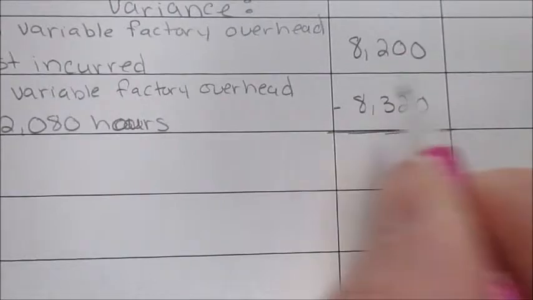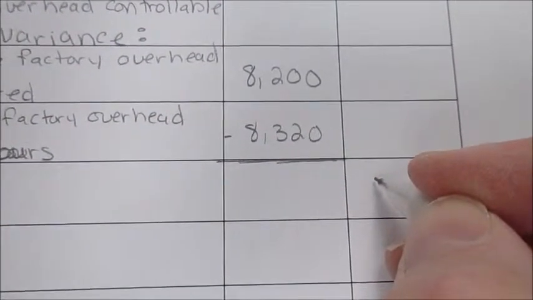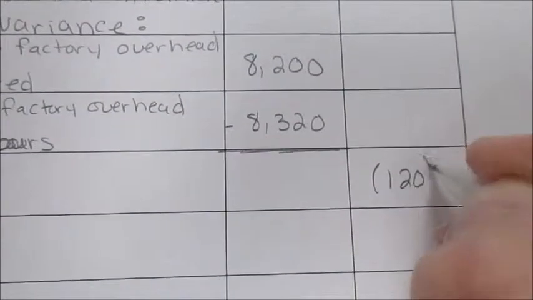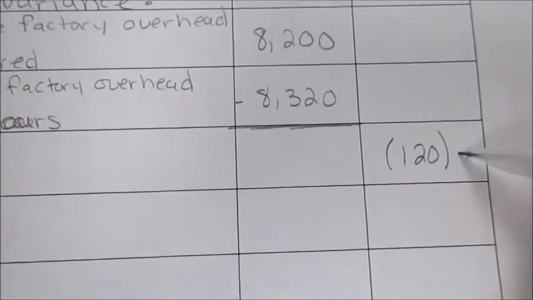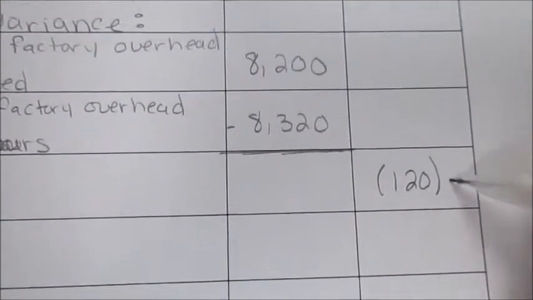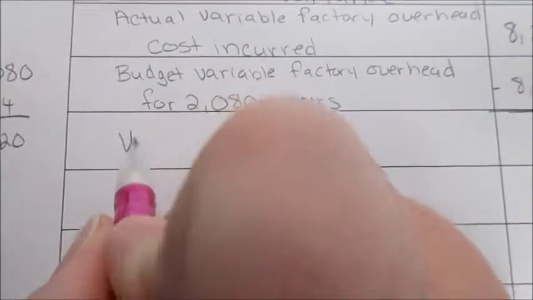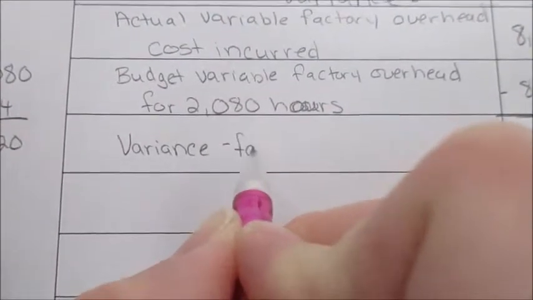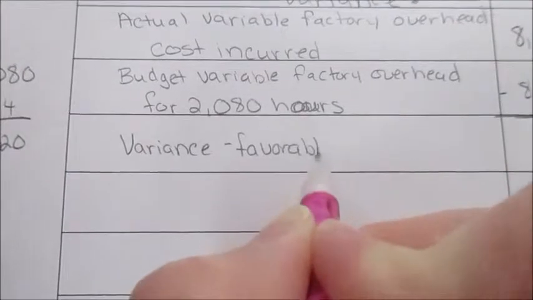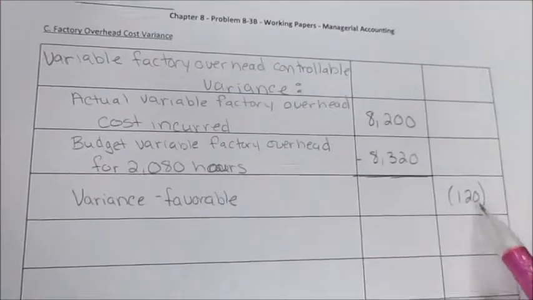Now we're going to subtract these two numbers. When we do that, we get a negative 120. Now we know by a negative number, that means we spent less than we had planned. Our actual was less than our budgeted. So we know this is a favorable number. So our title for this one is going to say Variance Favorable. Okay, so this was our variable factory overhead.